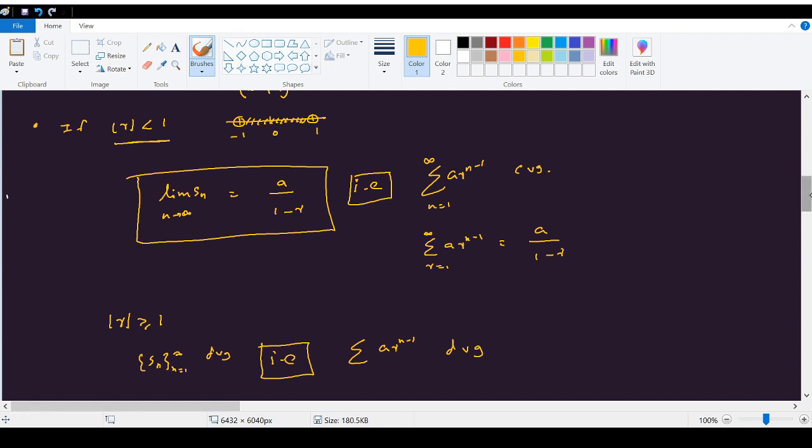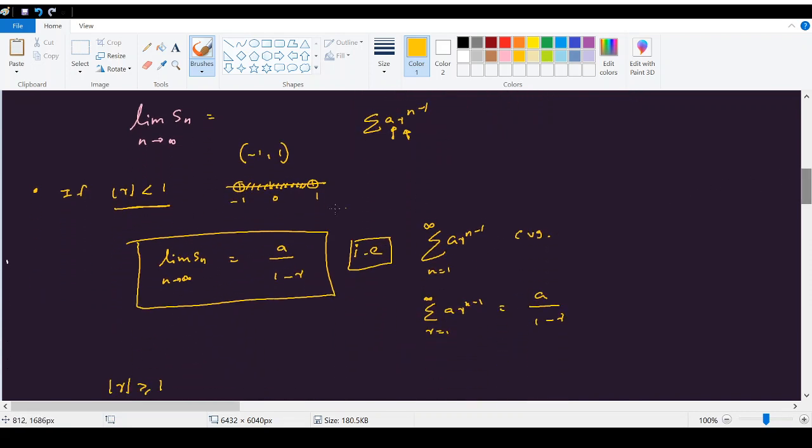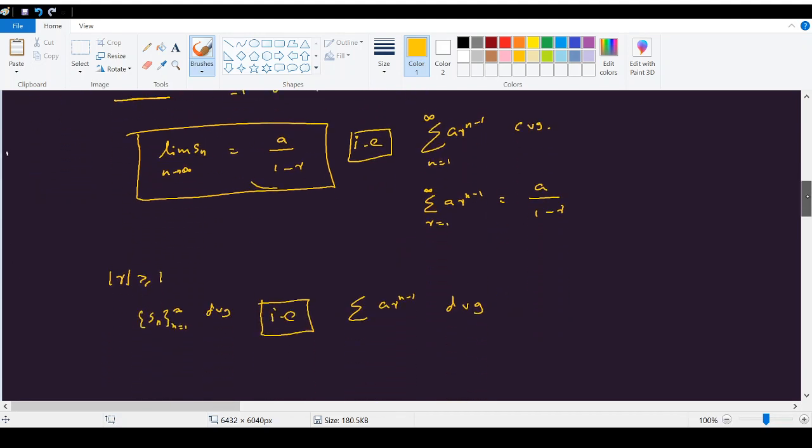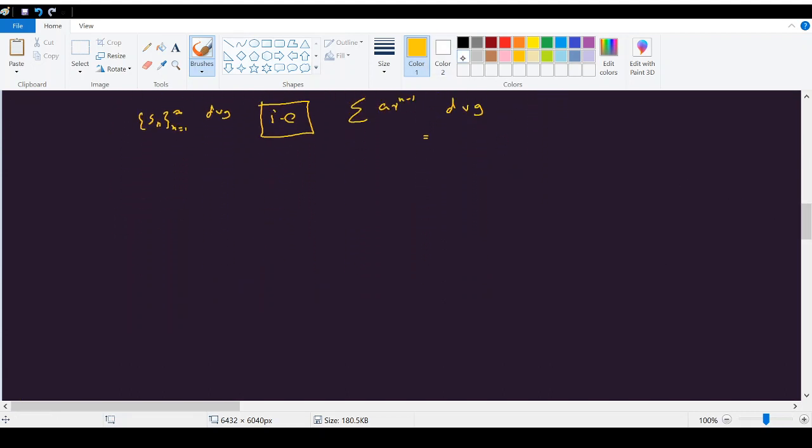A given geometric series can be represented like this, where this is the common ratio and this is the starting point. If the modulus of the common ratio is less than 1, we can prove that the limit of the partial sum is this one. That means the series converges and the series is equal to this. And if the modulus is greater than 1, the series diverges. We'll do some examples related to this.